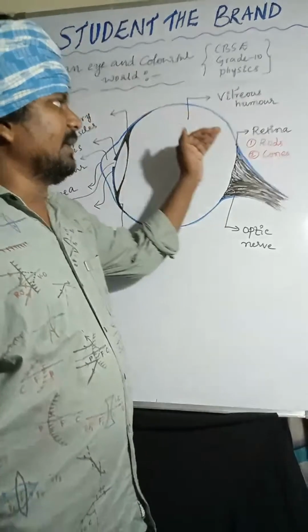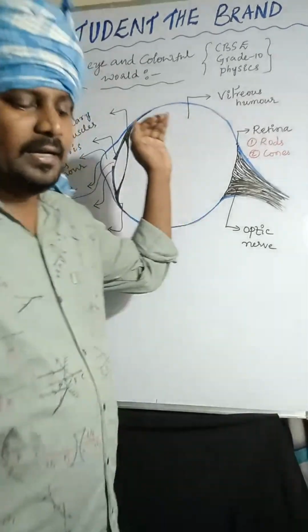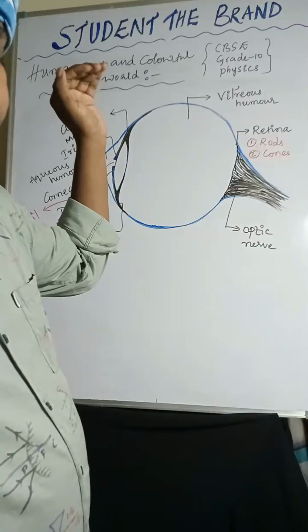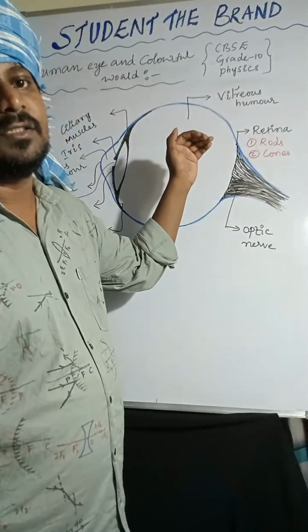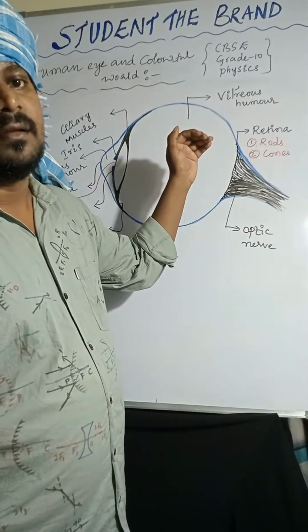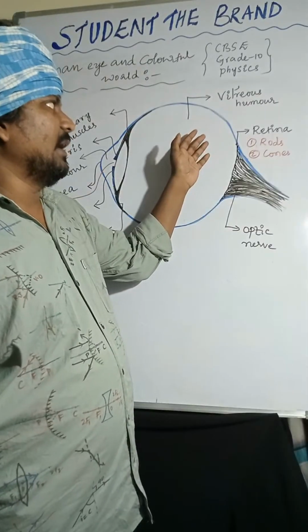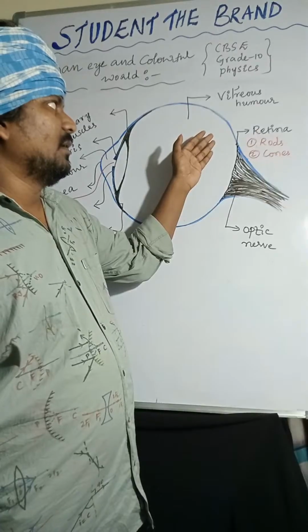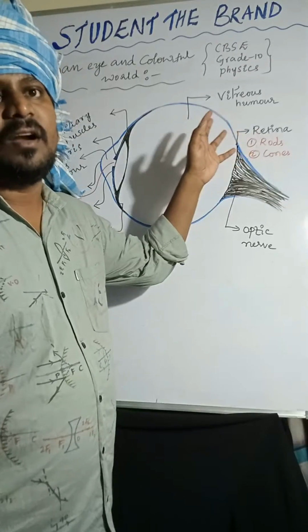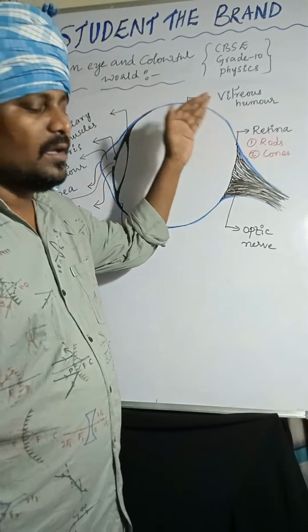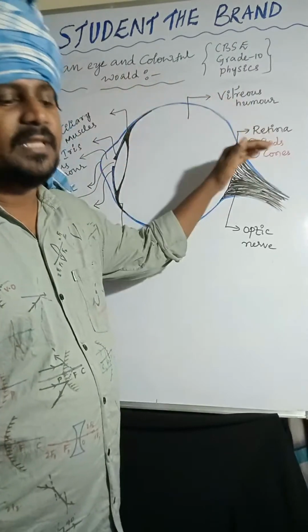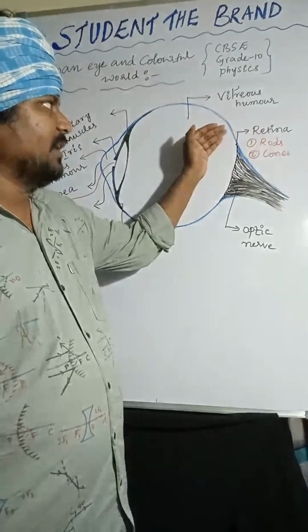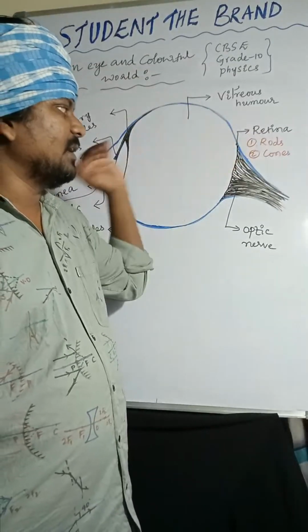Okay, so retina is nothing but a light sensitive screen. There are two types of light sensitive cells, rods and cones. Rods help with the intensity of the light, cones help with the color of the light.